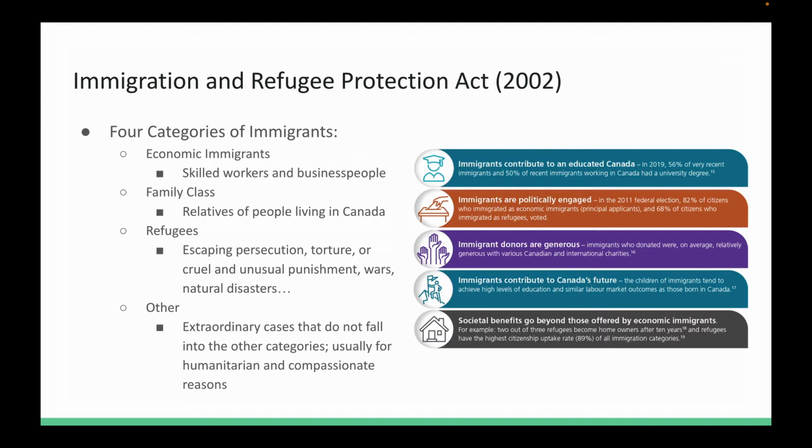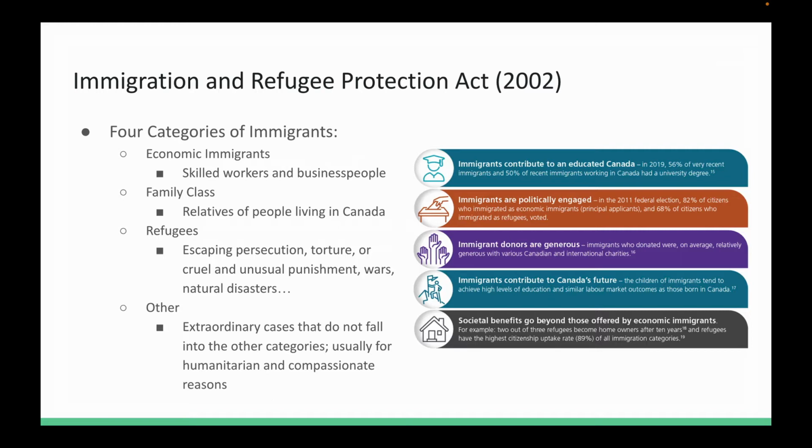After that, we have our family class. So those are relatives of people who are already living in Canada who are Canadian citizens. So then we can have family and relatives come over. Then we have refugees. A refugee is anybody that's escaping persecution, torture, escaping cruel and unusual punishment. Maybe there's a war, there's natural disasters, things like that.